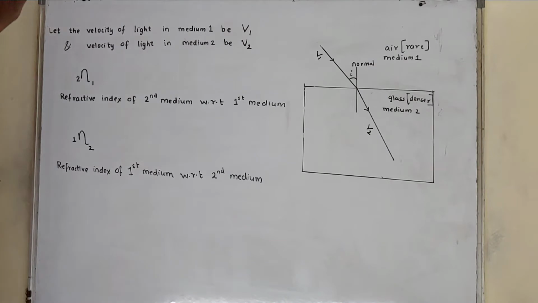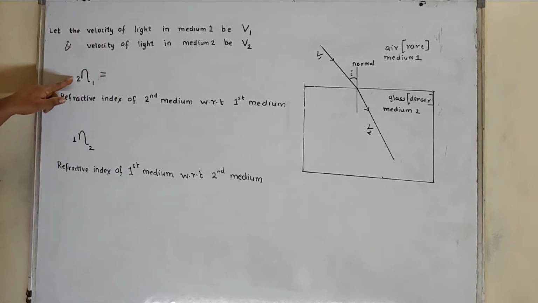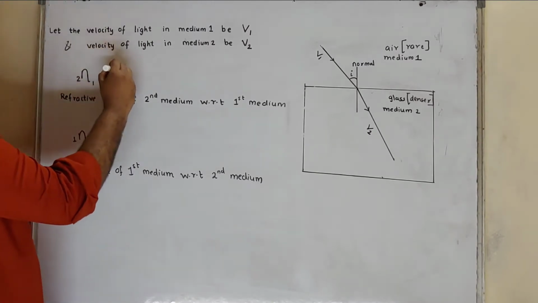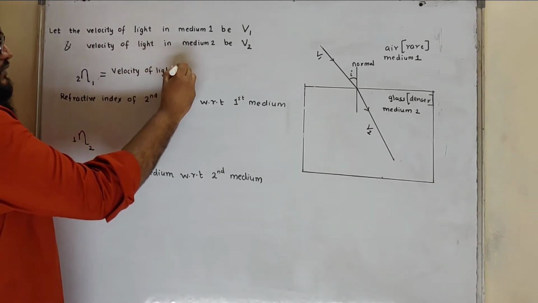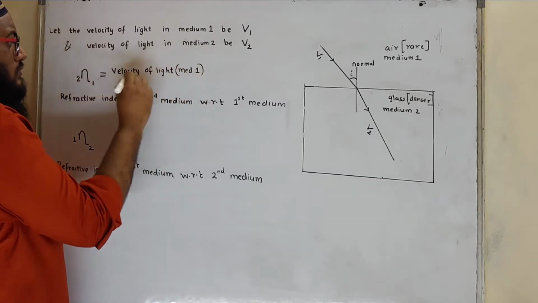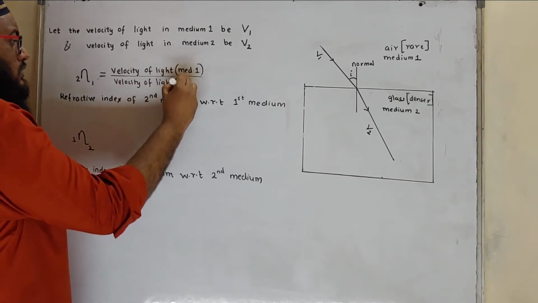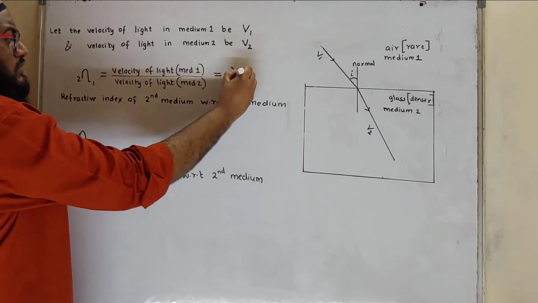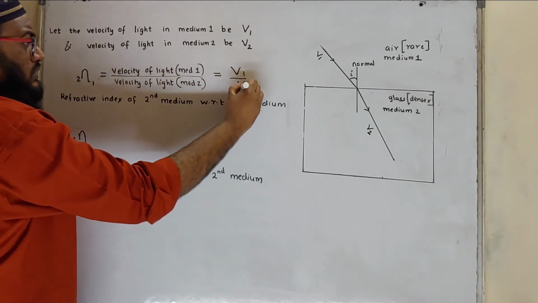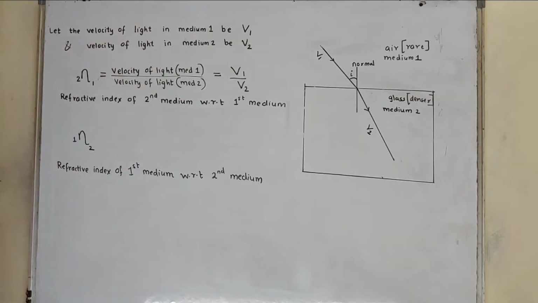Now as we have studied, refractive index depends upon velocity of light. Now what will be the formula for this? Refractive index of second medium with respect to first medium can be written as velocity of light in medium 1 upon velocity of light in medium 2. So what is velocity of light in medium 1? v1. And velocity of light in medium 2? v2. So refractive index of second medium with respect to first medium is v1 upon v2. What about this one?